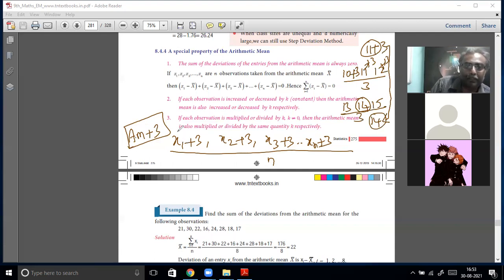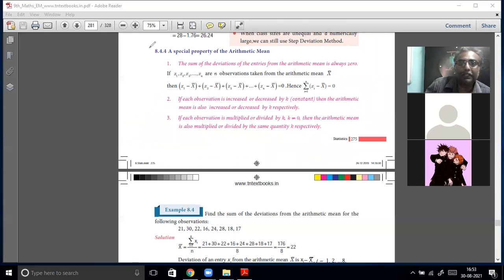If to every individual data you add a particular number k, let us say k is equal to 3 here, then the arithmetic mean also increases by k. It's very interesting. You can use it in your sums. That is the second point. Now the third point is telling, if each observation is multiplied by k.